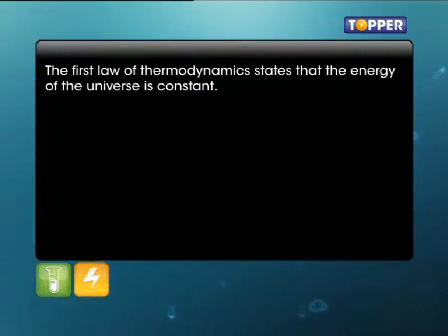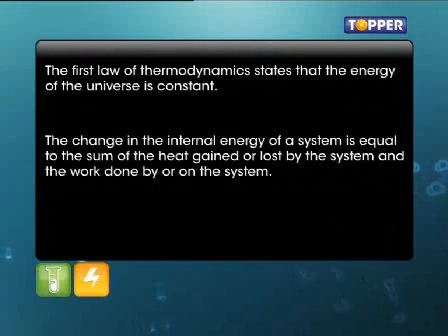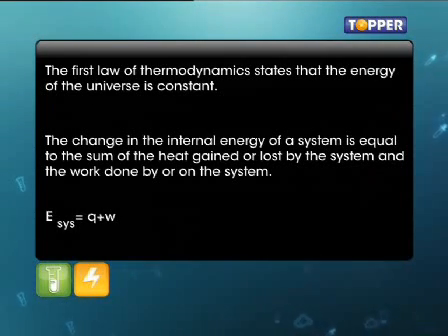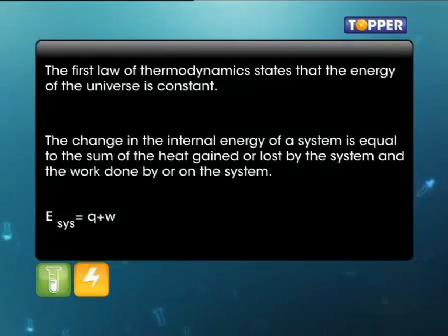Back to our discussion. But before I get on with giving you a list of probable questions and ideal answers, let me state the first law of thermodynamics for you. The first law of thermodynamics states that the energy of the universe is constant. A more useful form of the first law describes how energy is conserved. It says that the change in the internal energy of a system is equal to the sum of the heat gained or lost by the system and the work done by or on the system. This is represented through the equation ΔE system is equal to Q plus W.